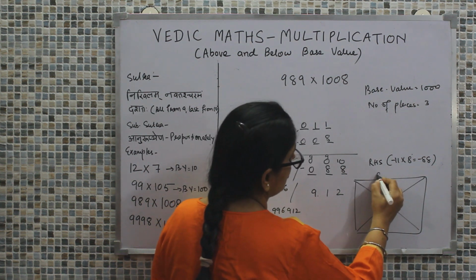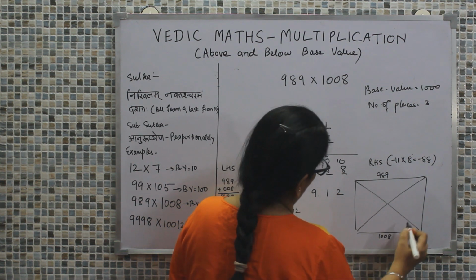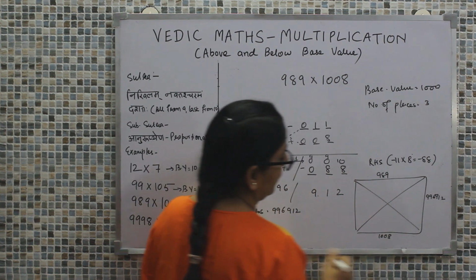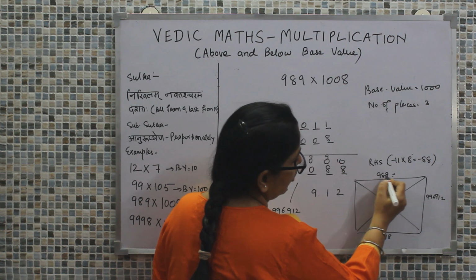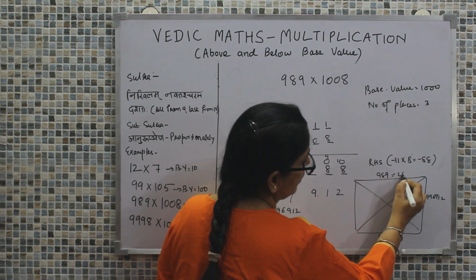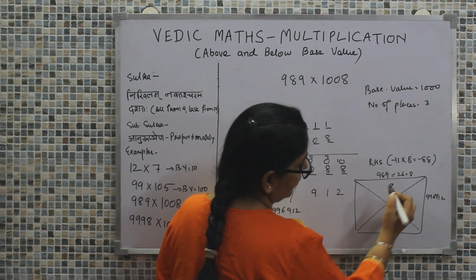The first number is 989. The second is 1008. And the third, the answer which we get, is 996,912. The digital sum of this will be 9 plus 8 plus 9. So that will be 26. And 26 means 2 plus 6, that is 8.